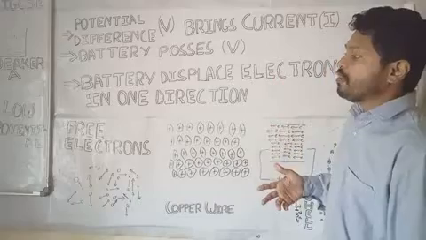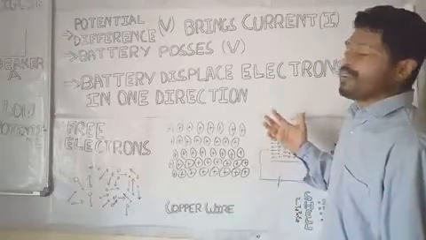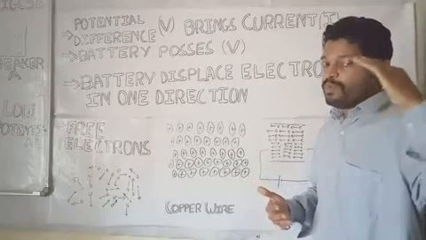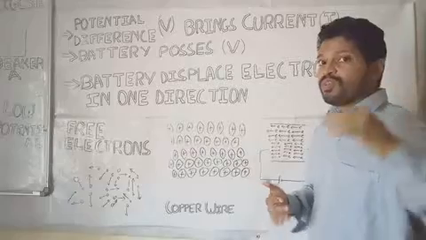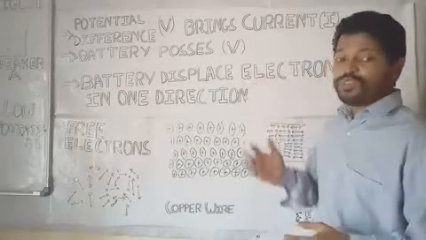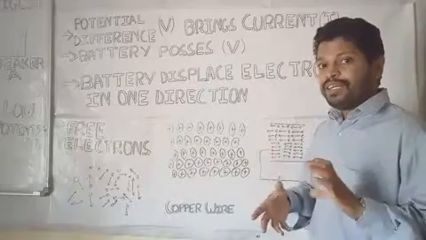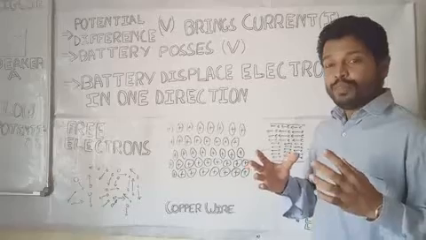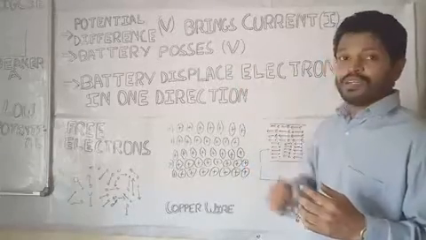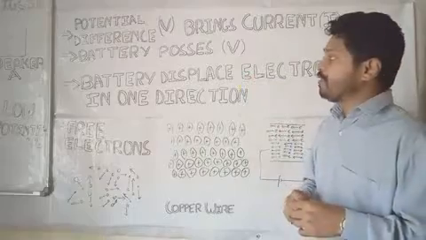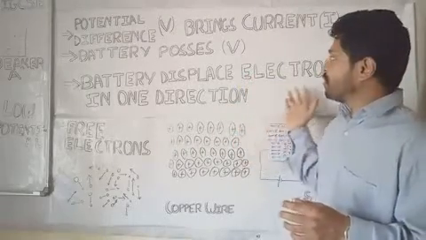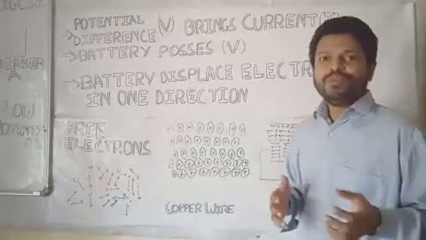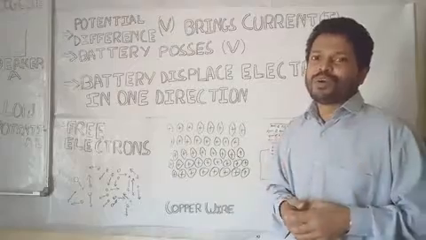So what have we learned from here? We have learned that potential difference brings in a current, right? If water flows from a higher level to a lower level, it flows along a path from higher potential to lower potential. So potential difference always brings in a current inside an electrical circuit. A battery possesses potential difference, termed by the alphabet V. And we have already seen that a battery displaces electrons in one particular direction, and it is called the electromotive force of the cell. So this is what I wanted to say.